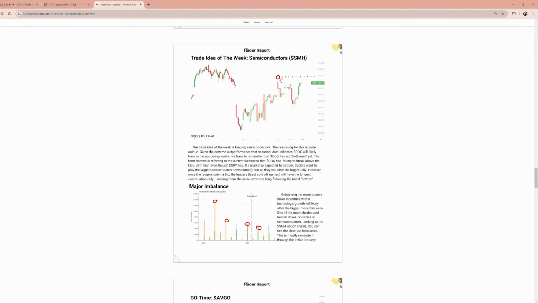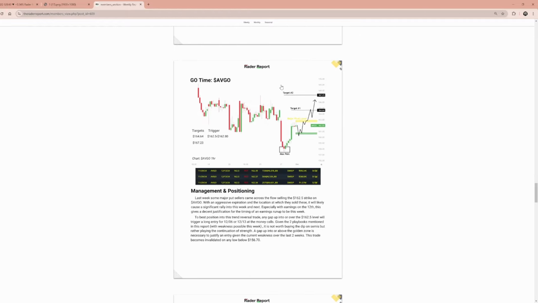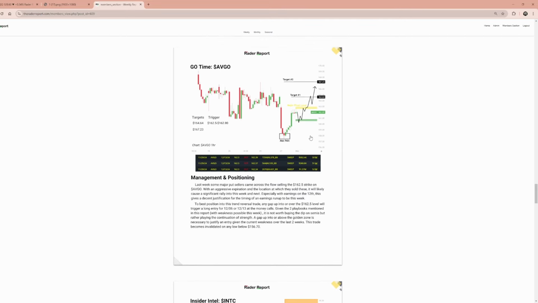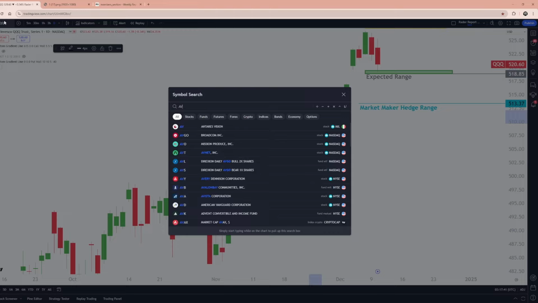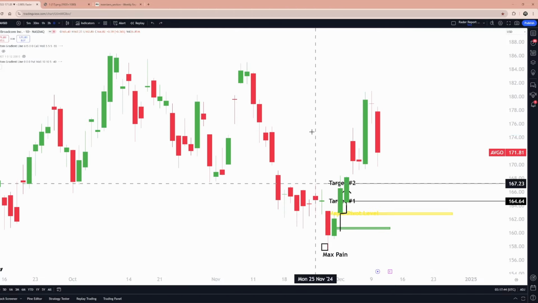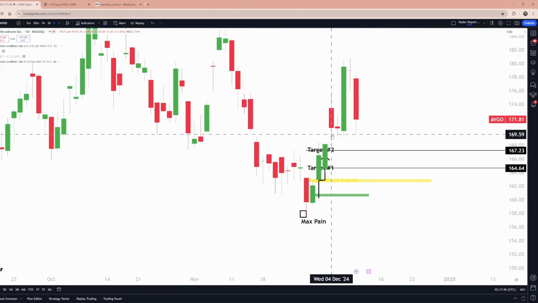I post these before the week starts. These are all cataloged for that. Now, again, right here, here's another example. This was my biggest trade of the week, which was AVGO. Now, if we go back to the AVGO trade, this was massive. I got nearly 300, 400% on this.